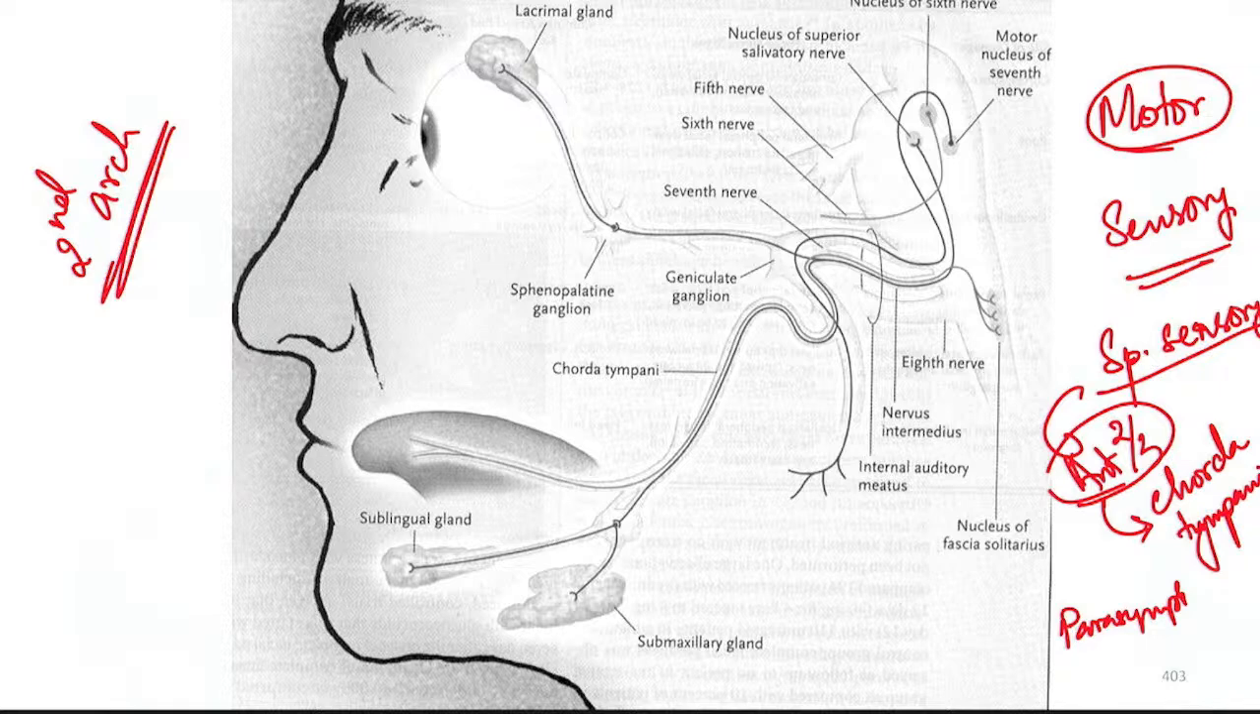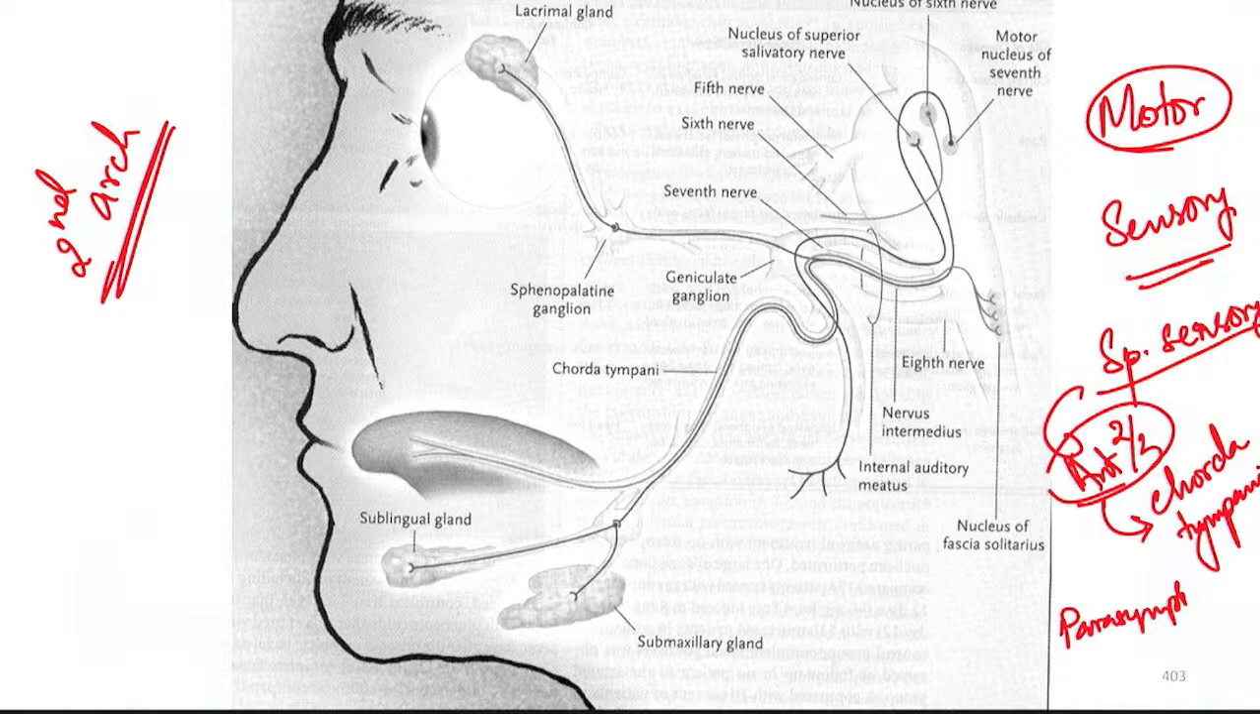Then finally the facial nerve exits the facial canal via the stylomastoid foramen. That is not written or shown over here, so I'll just mention it and write it down. It enters the facial canal, and it exits the facial canal through the stylomastoid foramen.